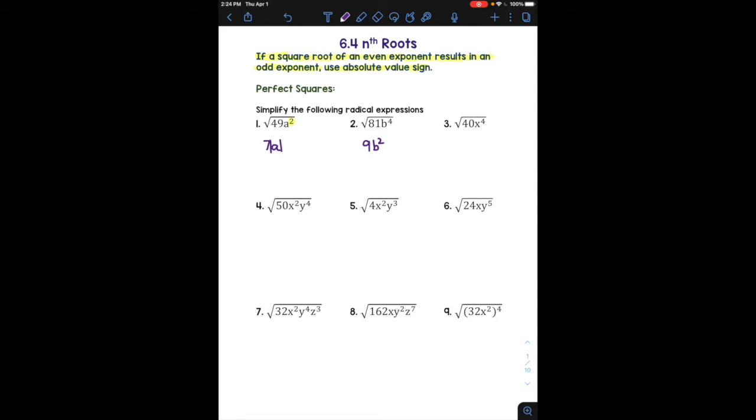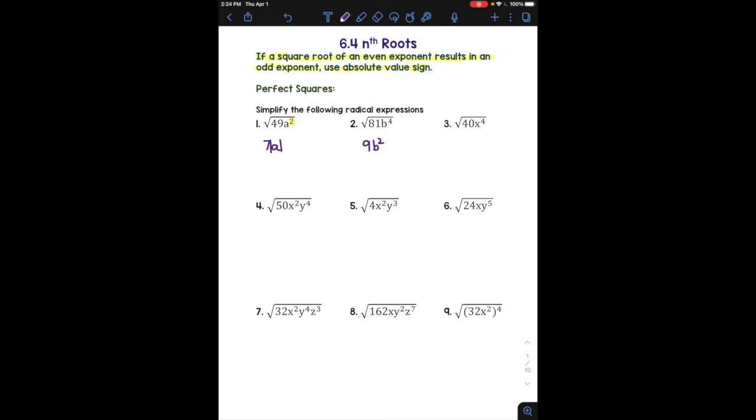Because although we took the square root of an even exponent, the result also has an even exponent. Problems 1 and 2 were examples where we're taking the square root of expressions that are perfect squares. What expression times itself will give us 49a squared for problem number 1? That would be 7a. 7a times 7a is 49a squared. What expression times itself will give us 81b to the 4th in problem number 2? That would be 9b squared. 9b squared times 9b squared is 81b to the 4th.